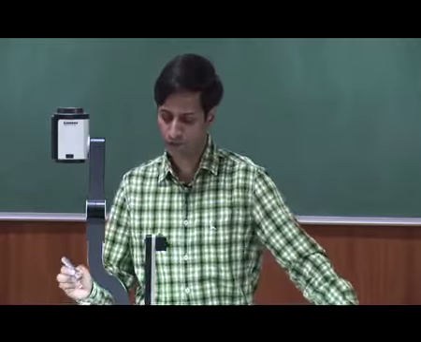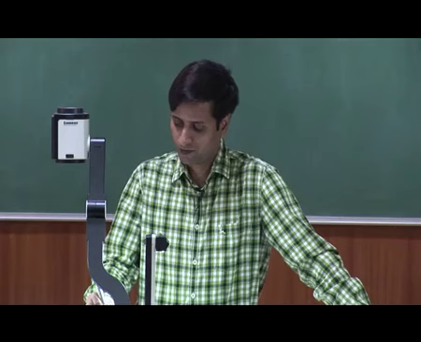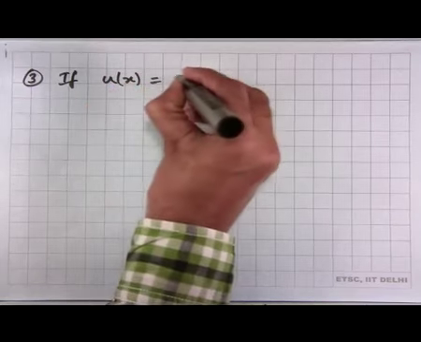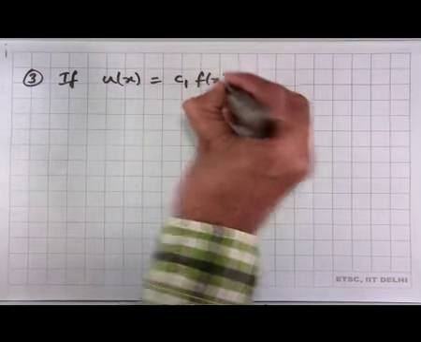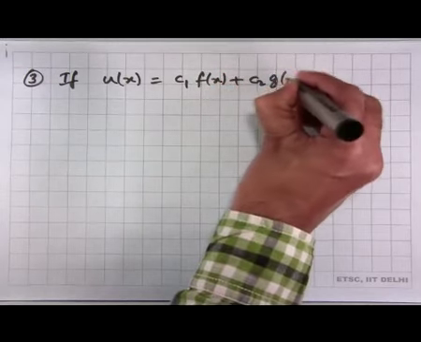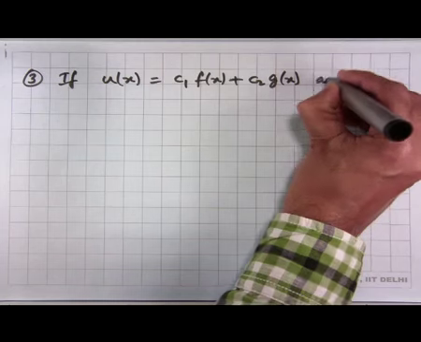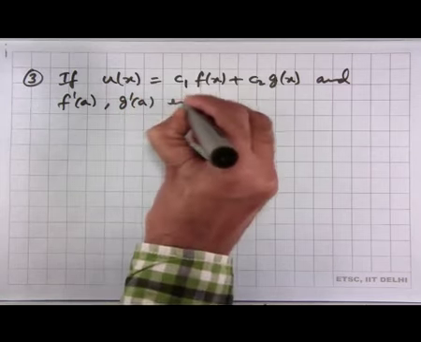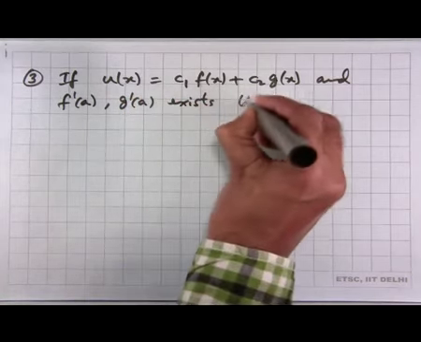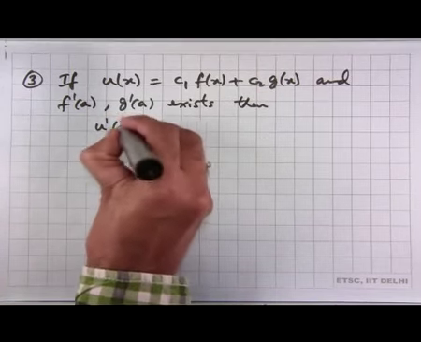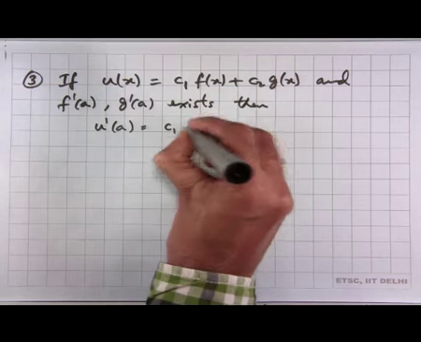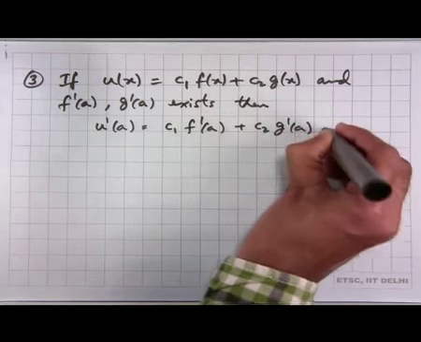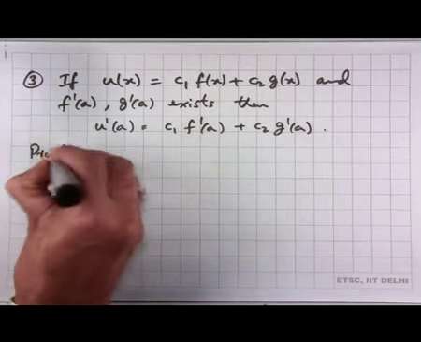So, using these two results, we can say more generally that if u of x is c1 times f(x) plus c2 times g of x, and f prime a, g prime a exists, then u prime at a is equal to c1 times f prime a plus c2 times g prime a. This is simply combining the previous two properties.